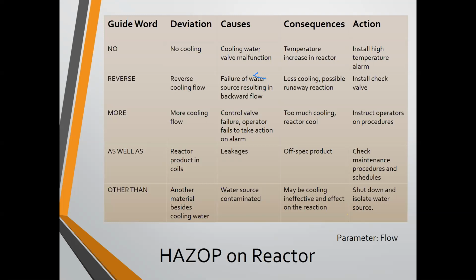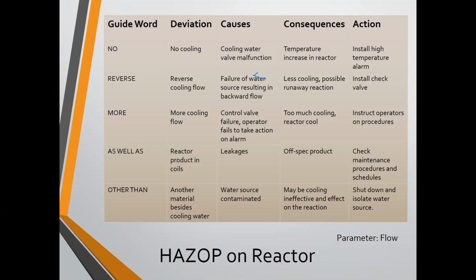The reactants may be mixed with some of the products, and there will be some improper reactions which can lead to less production. So what is the action for that? We can install check valves, and as you know, check valves maintain flow in one direction from point A to point B, and they stop the flow from point B to point A.